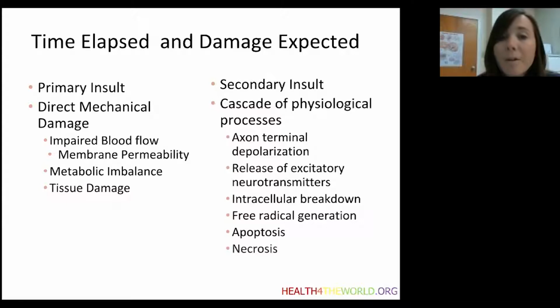The first phase is the direct mechanical damage, which is ultimately a disruption in the blood flow, for example from an ischemic stroke. This direct impairment of blood flow increases your membrane permeability. It also increases the metabolic imbalance and then ultimately leads to tissue damage. The second stage is really a direct result of the physiological processes from the first insult. In this stage, you're looking at axon terminal depolarization, release of excitatory neurotransmitters, intracellular breakdown, apoptosis, and necrosis.